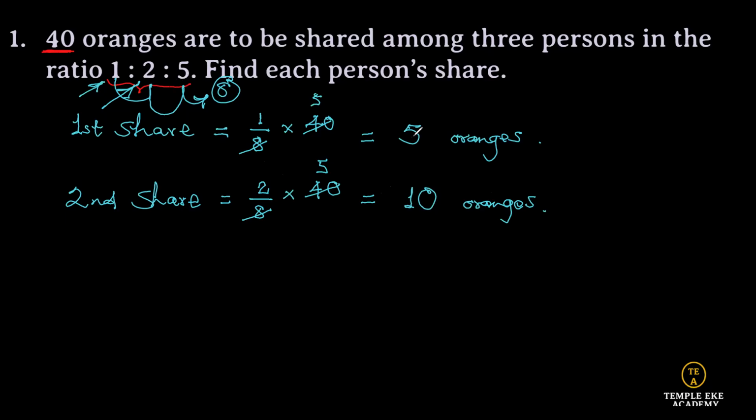Already, we can skip this pattern of calculation and find the number of oranges belonging to the third person by simply adding 5 and 10. 5 plus 10 gives us 15. And 15 taken away from 40 gives us 25 oranges.